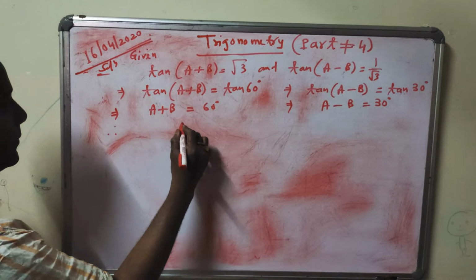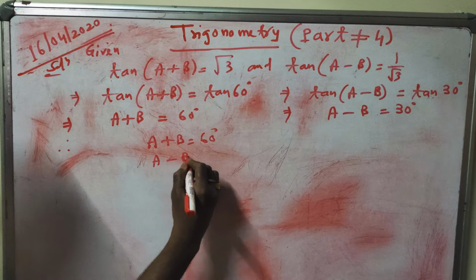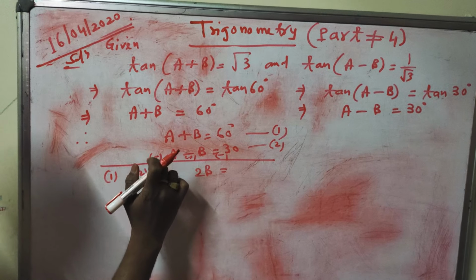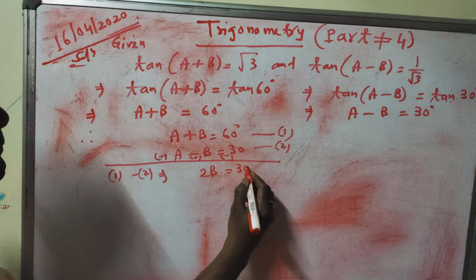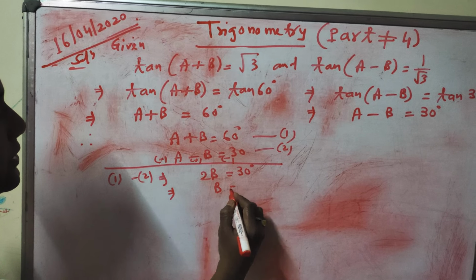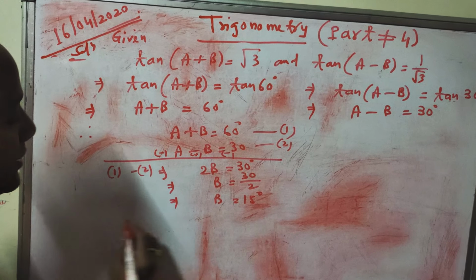Therefore, a plus b equals 60 degree. A minus b equals 30 degree. You get two equations. You have to find two variables, a and b. So the elimination method you use. This will become minus, this will become plus. Twice b equals this will be subtracted. If you subtract, it becomes minus, this will become plus, plus becomes minus. So it will be 30 degree. So b will be what? 30 by 2. So b will be 15 degree.